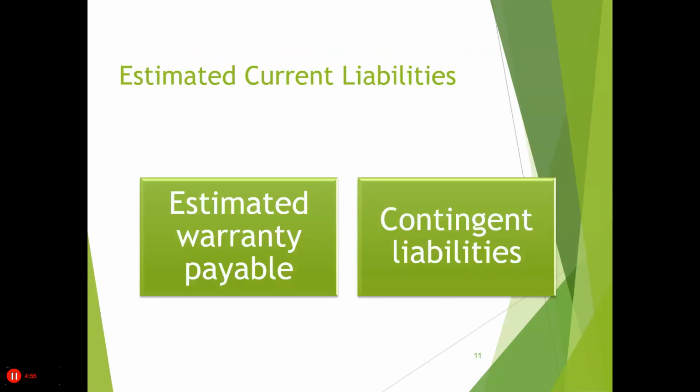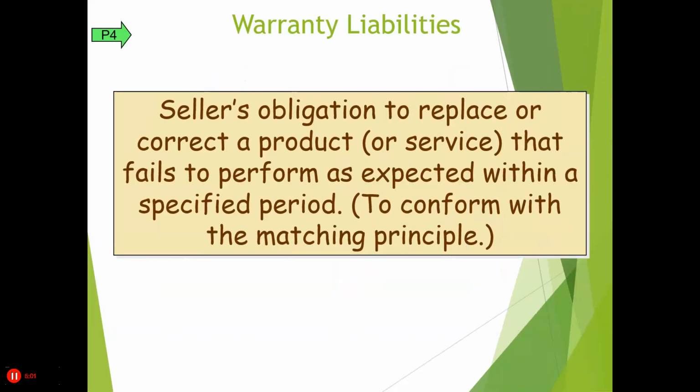Now, we also have estimated warranty and contingent liabilities. With warranties, the seller has an obligation to replace or correct a product that fails to perform as expected within a specified period. And to conform with the matching principle, we have to record it.